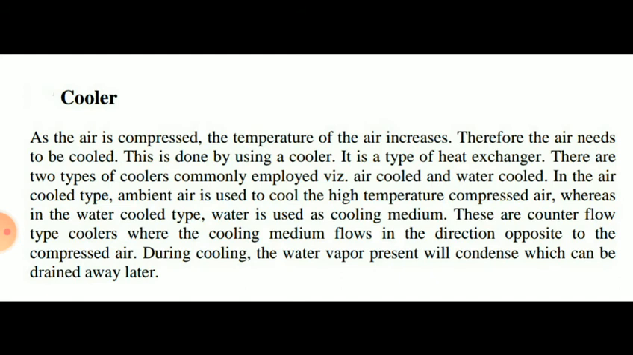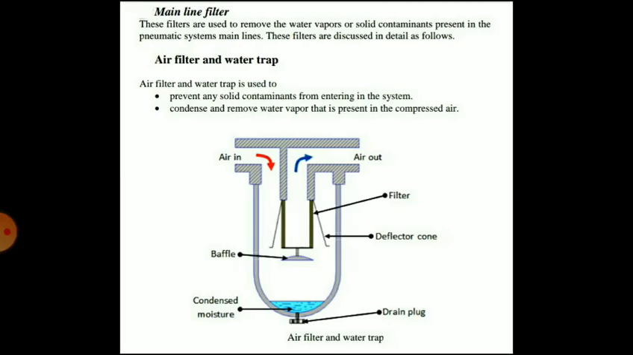These are counterflow type coolers where the cooling medium flows in a direction opposite to the compressed air. So during cooling, the water vapor present will condense, which can be drained away later. Then the main line filter. These filters are used to remove the water vapors and solid contaminants present in the pneumatic system main lines.